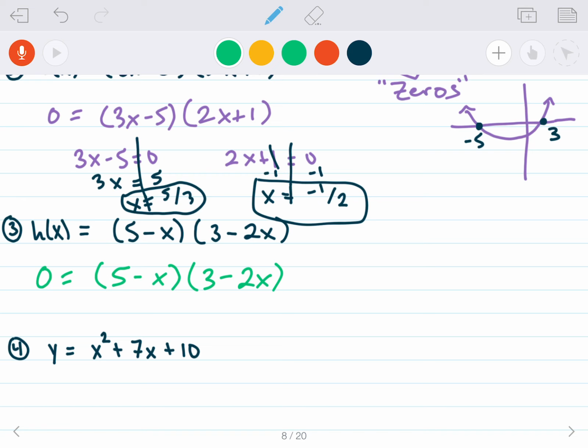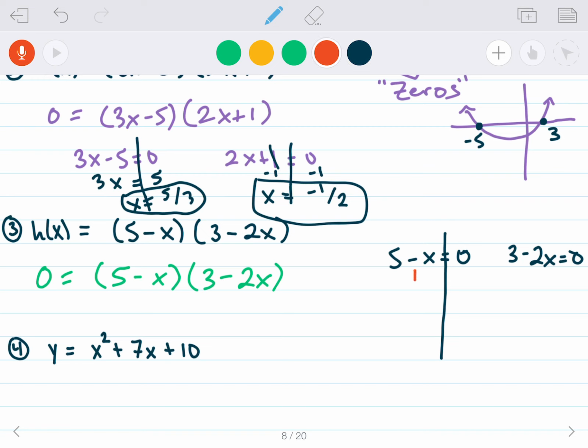Anyway, we're going to set each of these things equal to 0. So we have 5 minus x equals 0. And we also have 3 minus 2x equals 0. And we're just going to solve for x in both cases. Now, in this first case, we can subtract 5 and divide by negative 1. But I think in this case it might be easiest to move the x over. That's perfectly legal. So if we want to undo negative x, we can add x to both sides.